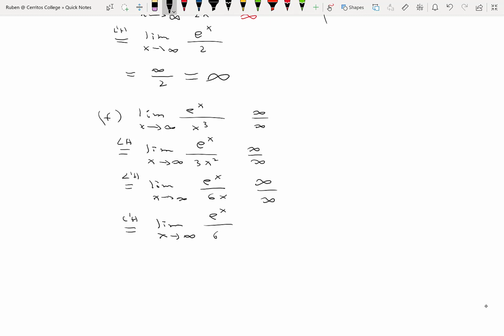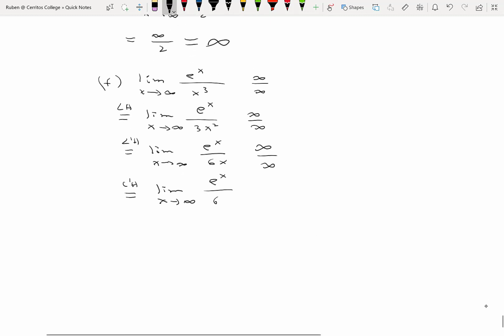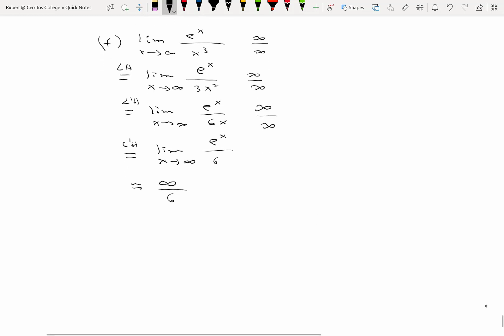And it's over. This is not of the form 0 over 0 or infinity over infinity. Those are the only two indeterminate forms possible for which we could use L'Hopital's rule. This is e to the x going to infinity, and the denominator is 6. What's 1/6 of infinity? It's still pretty darn big. So this limit is infinity. In fact, e to the x grows faster than any power. And large powers grow fast.